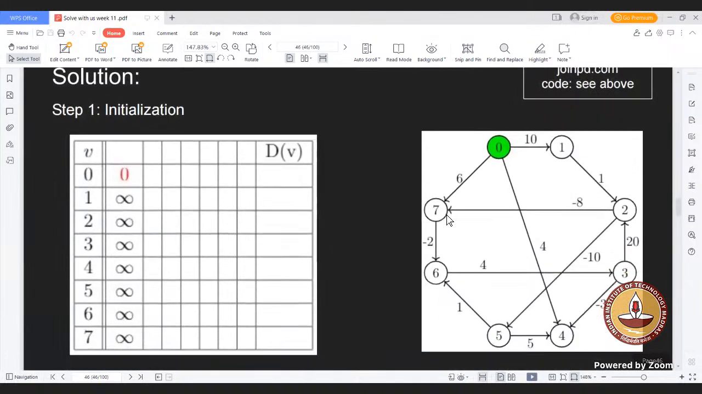This is the initialization. We'll initialize 0 to 0 and the rest all to infinity. That is the first step in the algorithm, right?